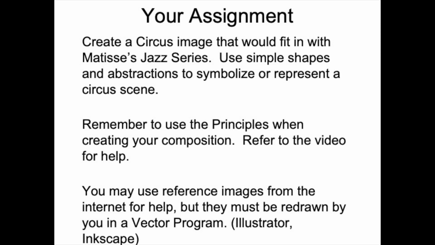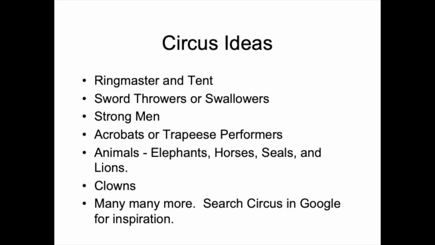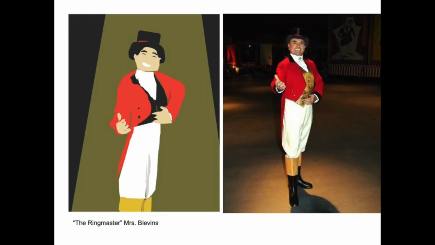You may use reference images from the internet for help, but you must redraw the images in a vector program like Inkscape. So here are some ideas: ringmaster and tent, sword throwers and swallowers, strongmen, acrobats, trapeze performers, any of the animals that are found in the circus, clowns, many, many more. If you need ideas, go out and search Google for inspiration.